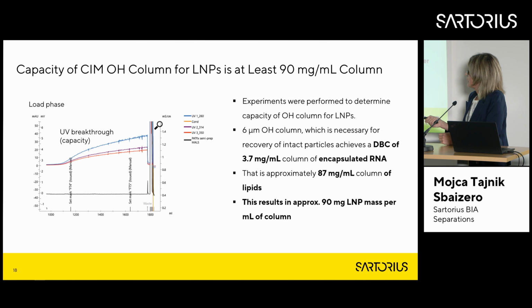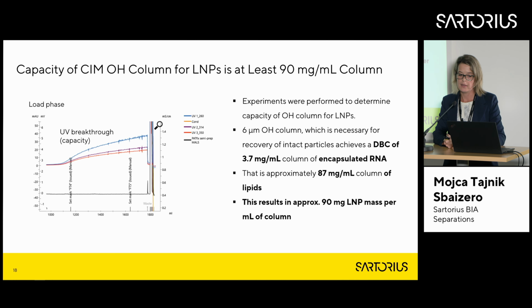Here, the chromatogram is cut, because it should go on until here. We loaded more than 1 liter onto a 1 ml column, and after a certain amount your UV signal starts going up because the LNPs cannot bind to the column anymore. This is the signal we call the breakthrough, and it is when you actually reach the capacity of the column.